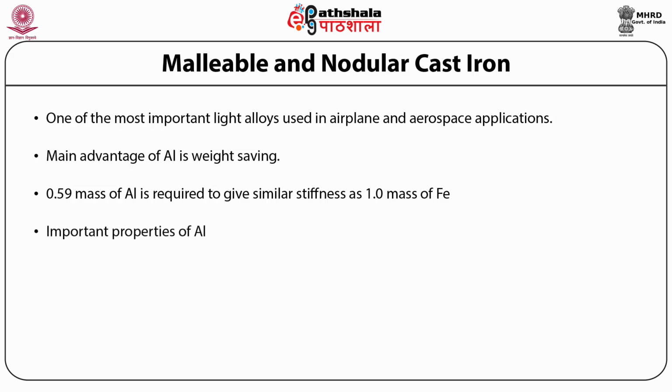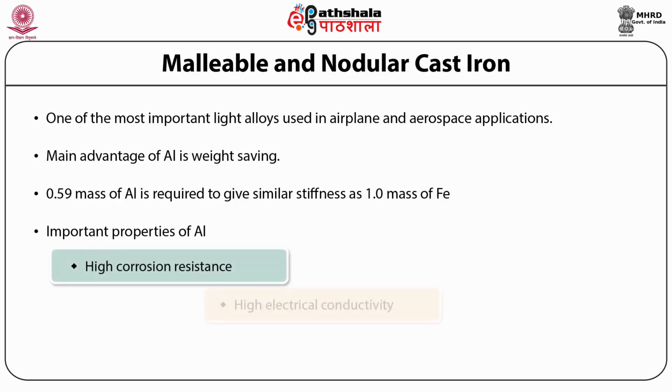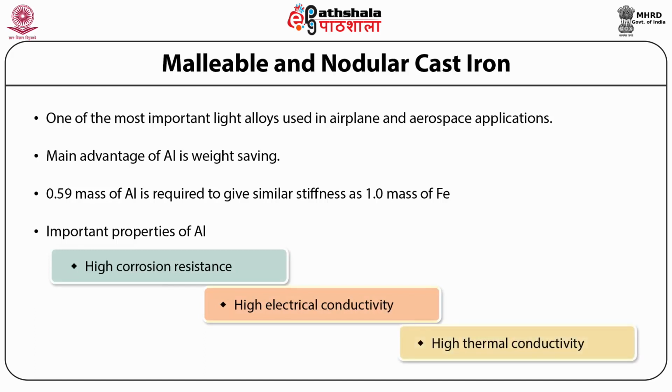Other important properties of aluminium are high corrosion resistance, high electrical conductivity, and high thermal conductivity. However, the energy required for the production of aluminium is very high, around 75,000 kilowatt hour per ton from ore to commercially pure aluminium.